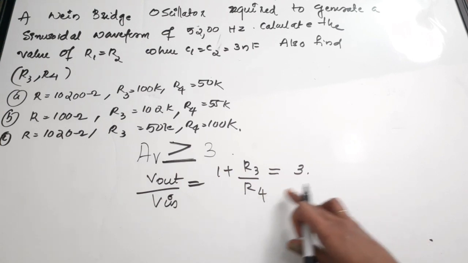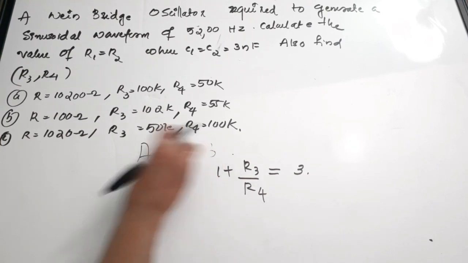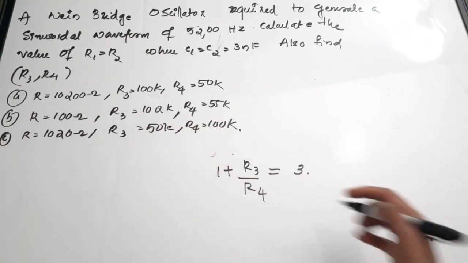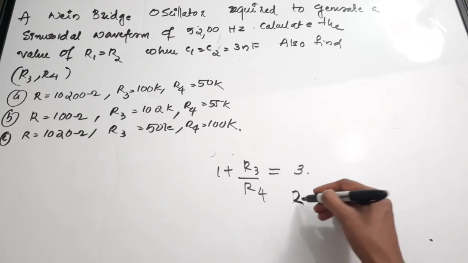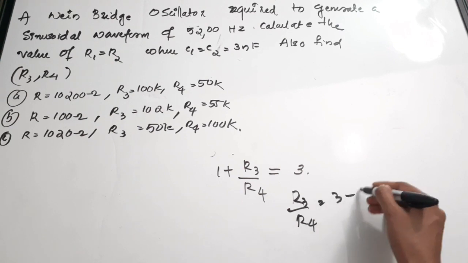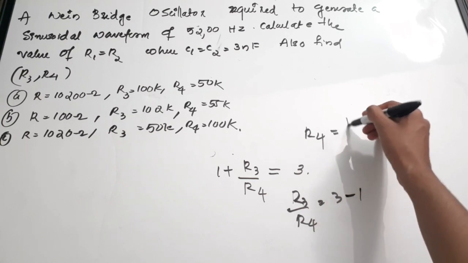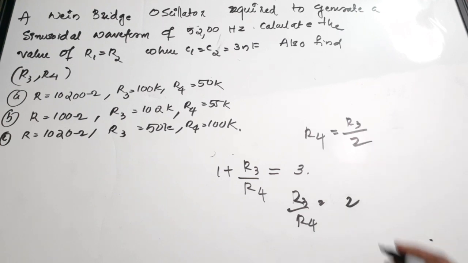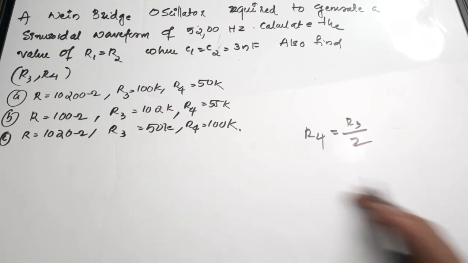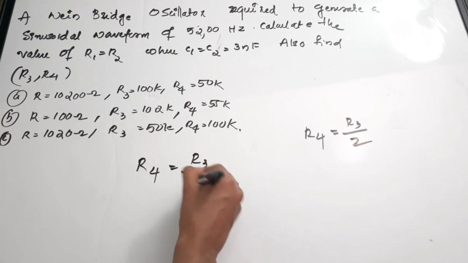Now, if you put this relation, we can find the value for R3 by R4, or R3 and R4. So, from this relation we will get R3 by R4 is equal to 3 minus 1, or you will get R4 is equal to R3 by 3 minus 1, which is 2, right? R3 by 2. So, that is the relation that we are getting if we are considering that the gain of the amplifier is 3. R4 is equal to R3 by 2.